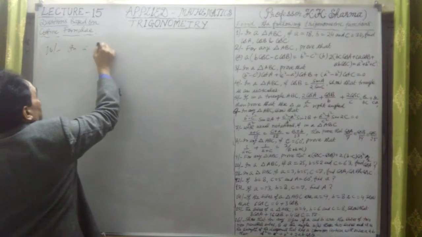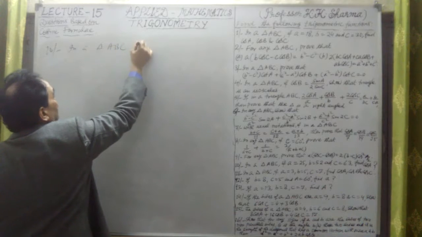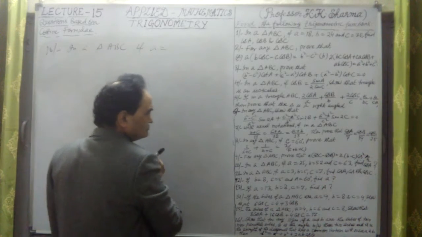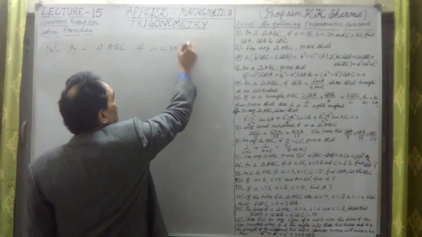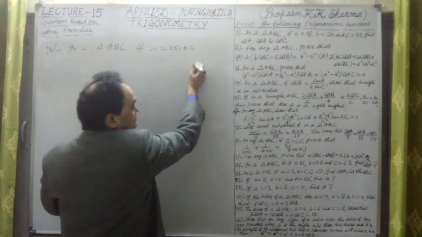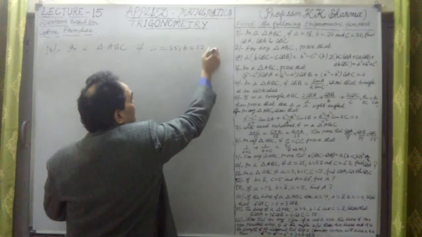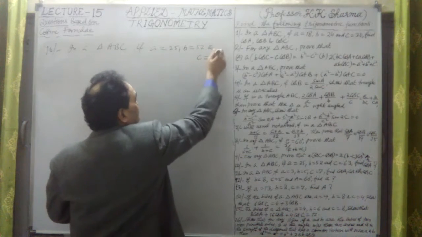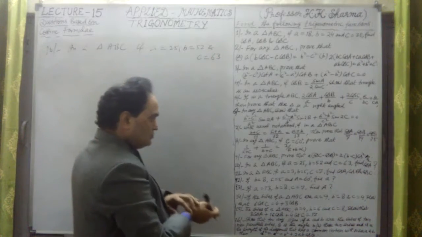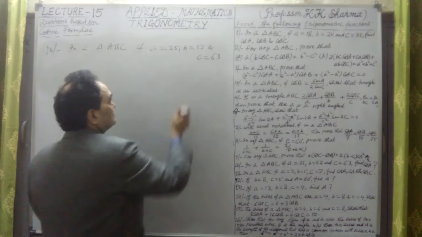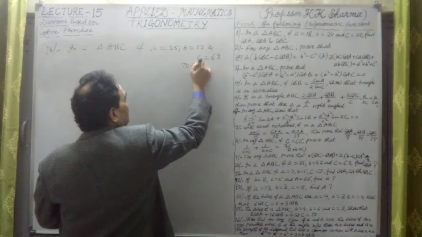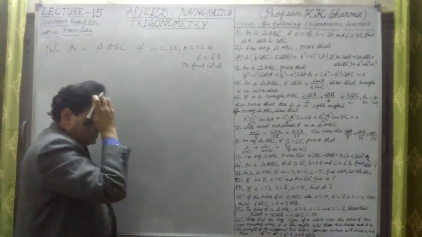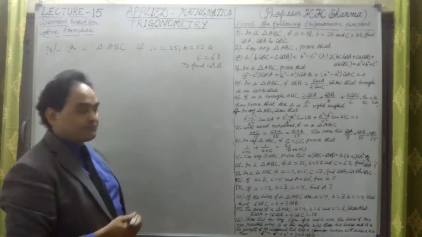In a triangle ABC, if a is equal to 25, b is 52, and c is equal to 63, then find cos A. To find cos A, we have to put the formula for cos A.